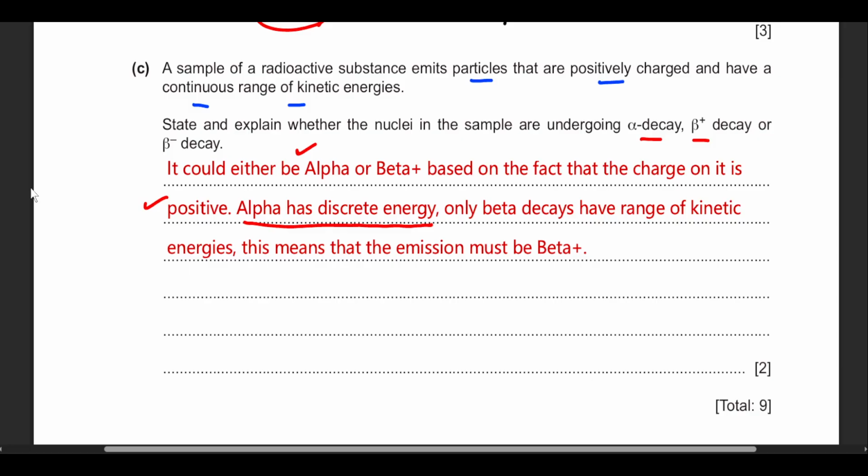Only beta particles, be they beta positive or negative, have a range of kinetic energies when they exit, which is why they have curvy and thin lines in a cloud chamber. And that's why we comment that only beta particles, or beta emissions, have a range of kinetic energy. So this must be a beta positive particle.